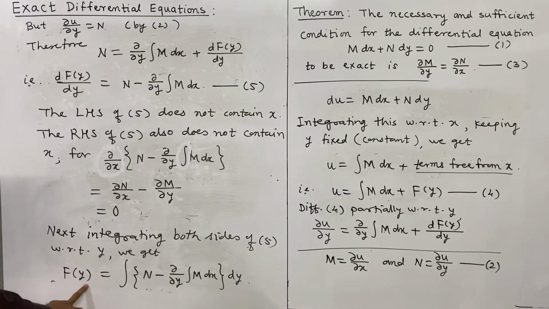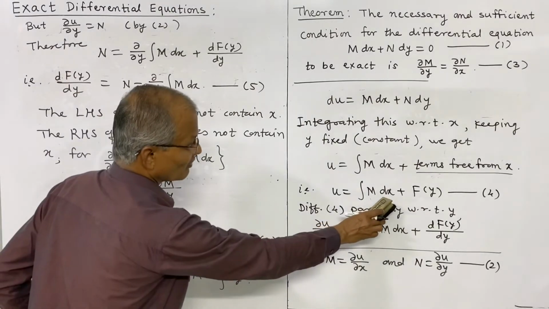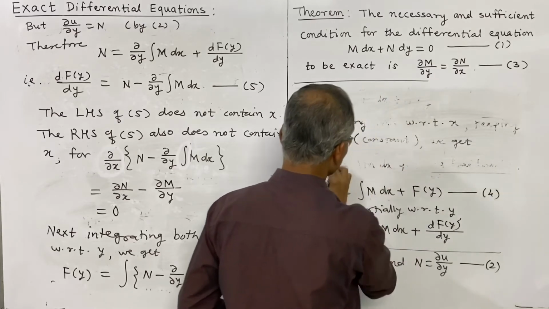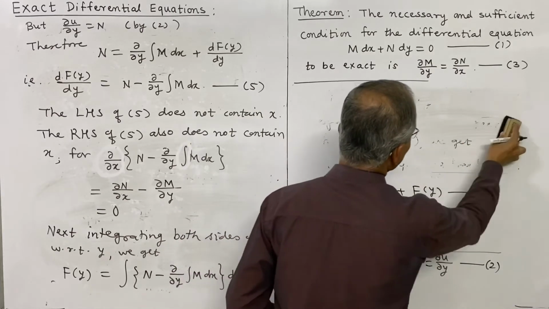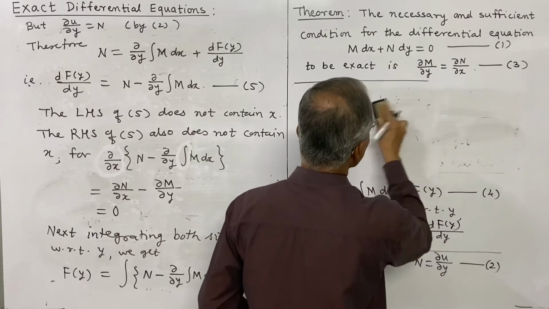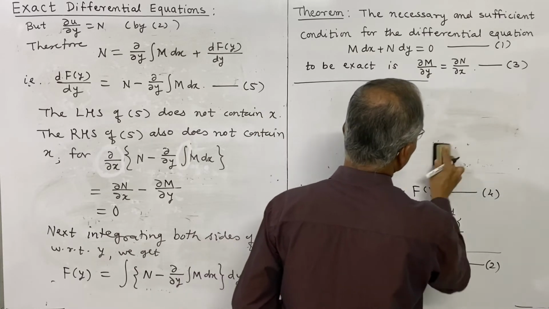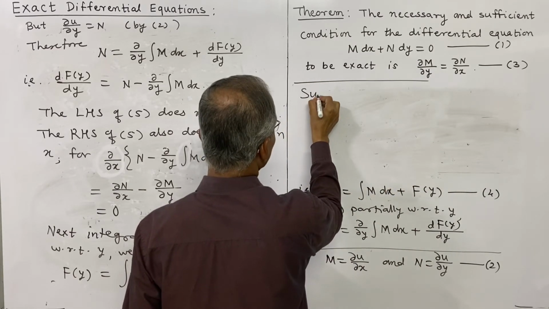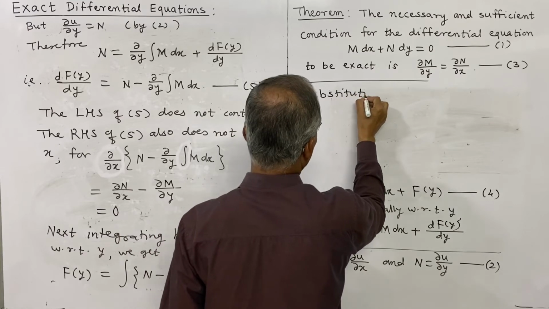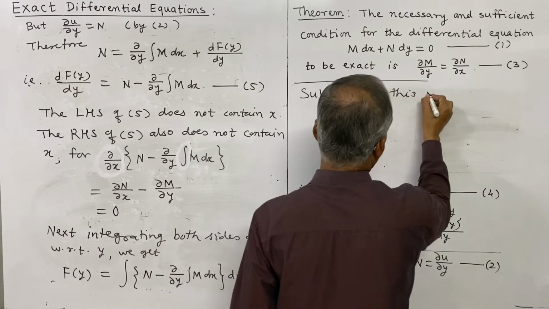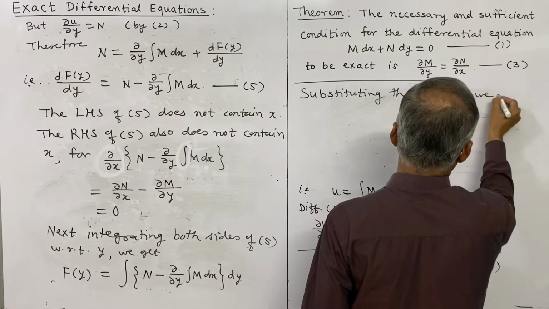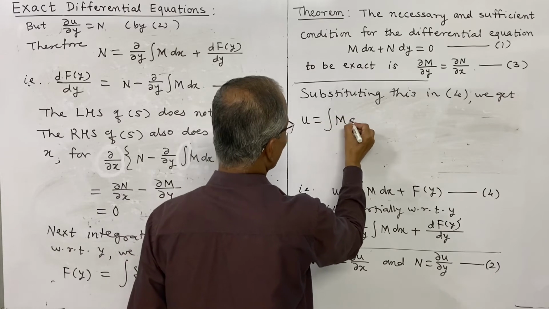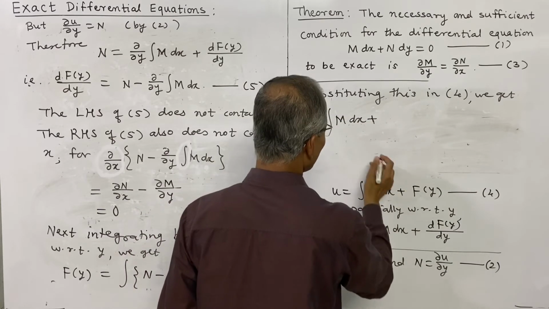Now we shall put this value of f of y in equation number 4. So putting this in 4, or substituting this value, we get u is equal to integral m dx plus f of y.